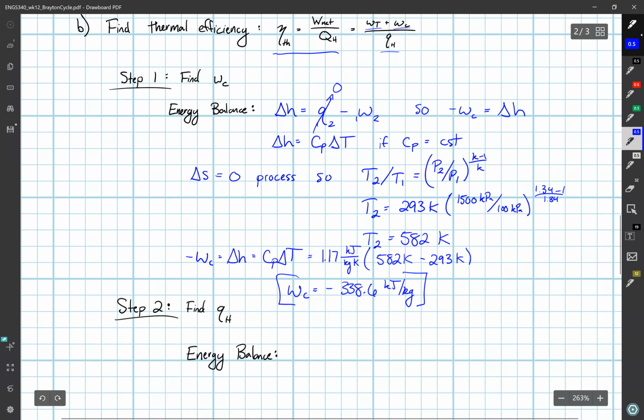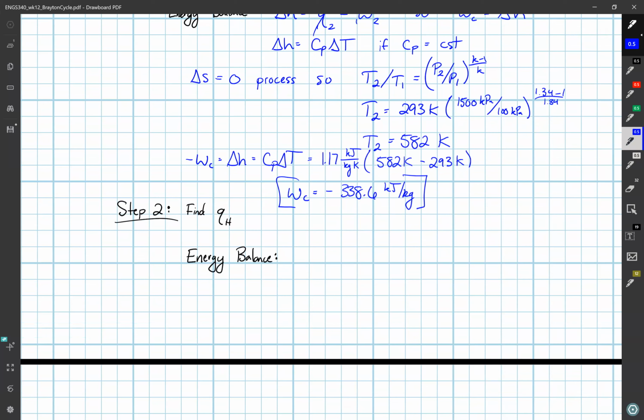Now we have to do a similar type of thing to find QH. QH is actually really easy. Right, we're going to use the same energy balance, delta H equals Q minus W. But now W equals 0. So we just get that delta H equals Q.